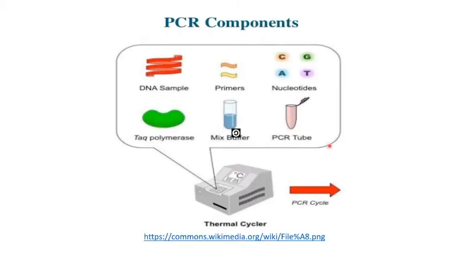You can see in this picture all the PCR components, namely DNA sample or target DNA, primers, nucleotides, Taq polymerase, PCR mix buffer, all together are mixed and placed in the PCR tubes, and the PCR tubes are placed in this thermal cycler and the PCR process is started.